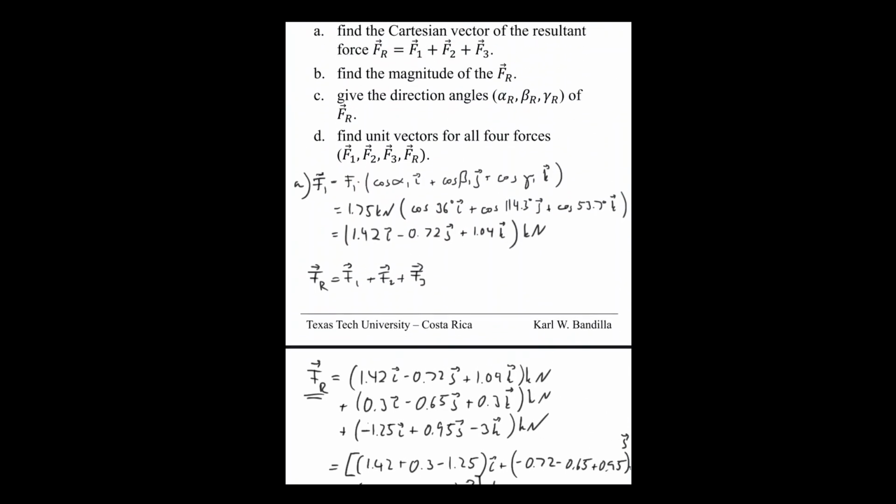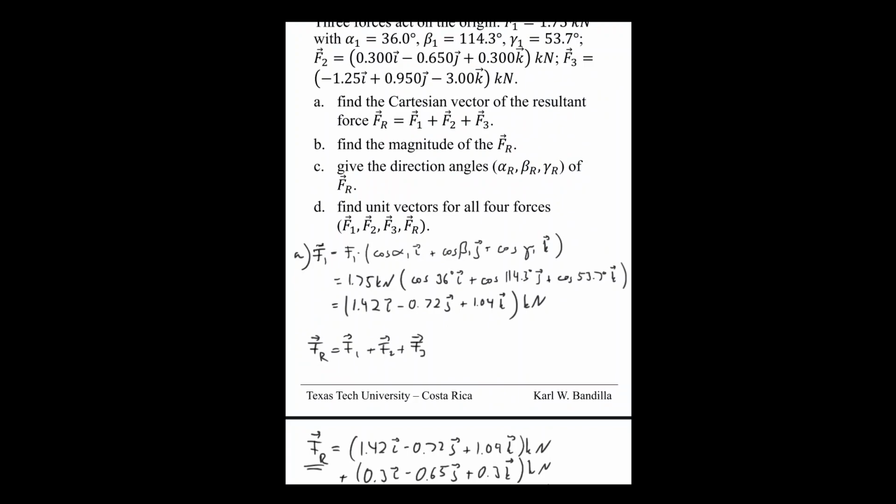That was B. And then C: give the direction angles alpha, beta, and gamma for Fr. All right, let's see. So that would be alpha R, the inverse cosine of FRx over Fr. So that means cosine minus 1 of FRx, which was 0.466. I'm missing a 6 here.